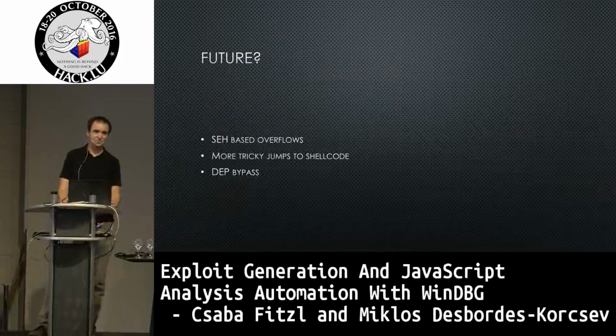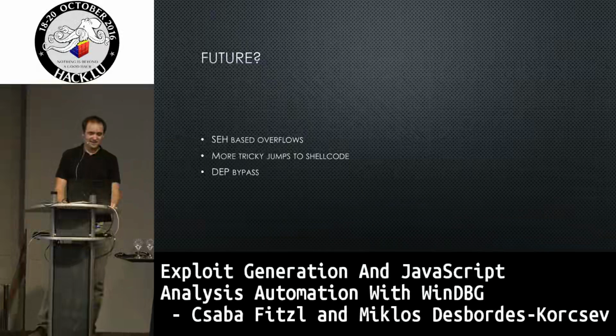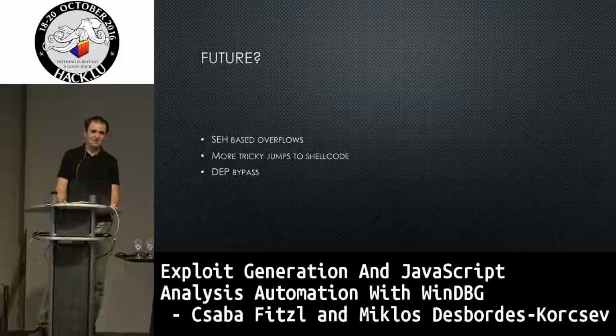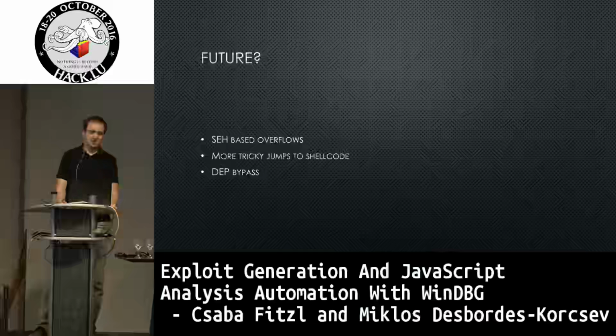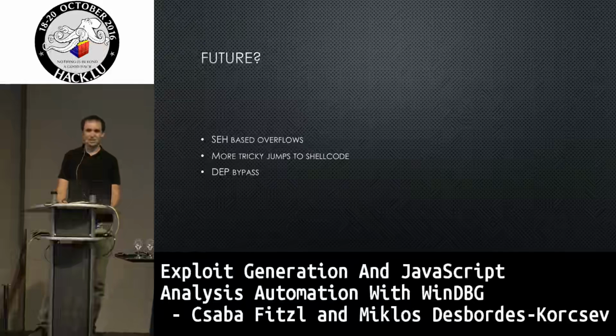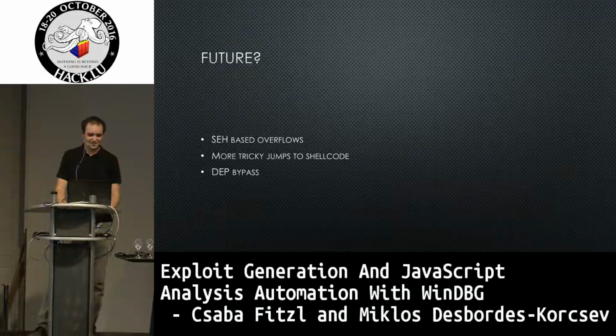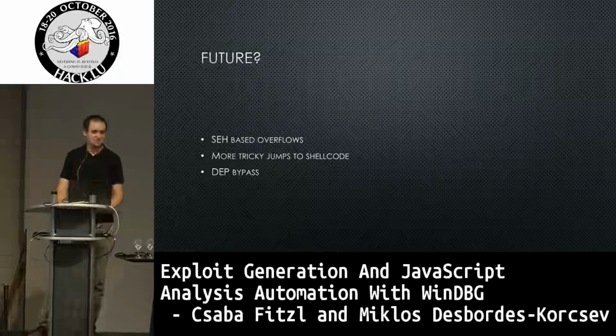And for the future, based on this, I plan to add the SEH based overflows, because I think those can be automated as well. Add more logic to make more tricky jumps to the shellcode, and maybe also add DEP bypass with generating ROP chains to the exploit. So that was my part.